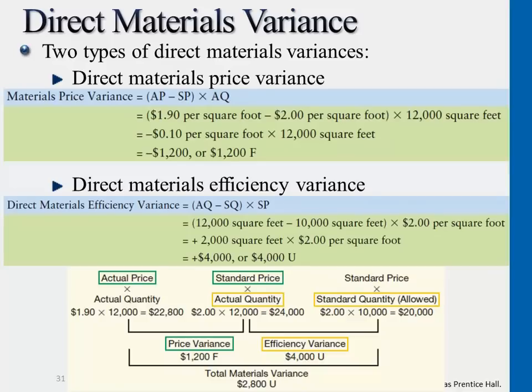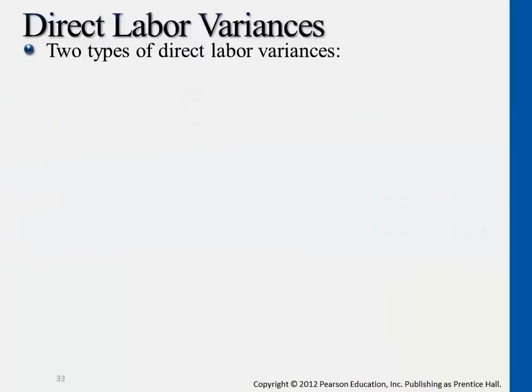Favorable, unfavorable. So meaning that if we actually spend more than what we budgeted, AP is more than SP, then that's unfavorable. If we spent less, then it's favorable. Right, so this was materials.